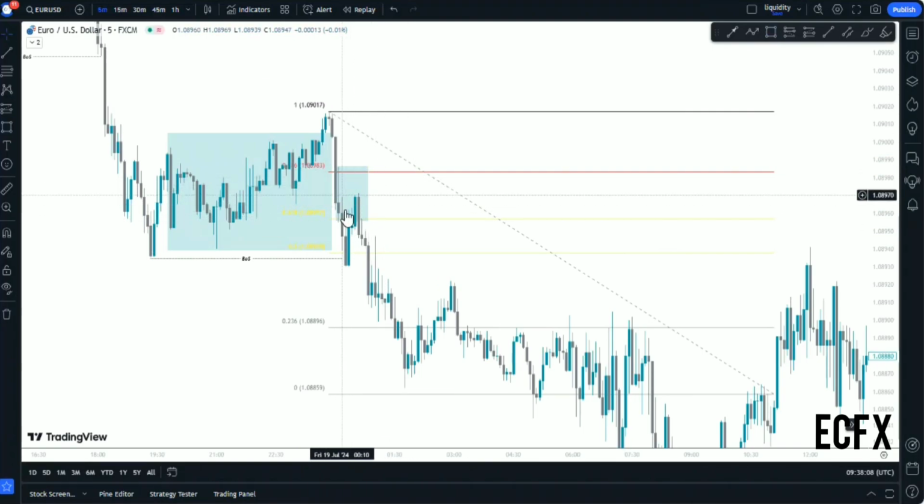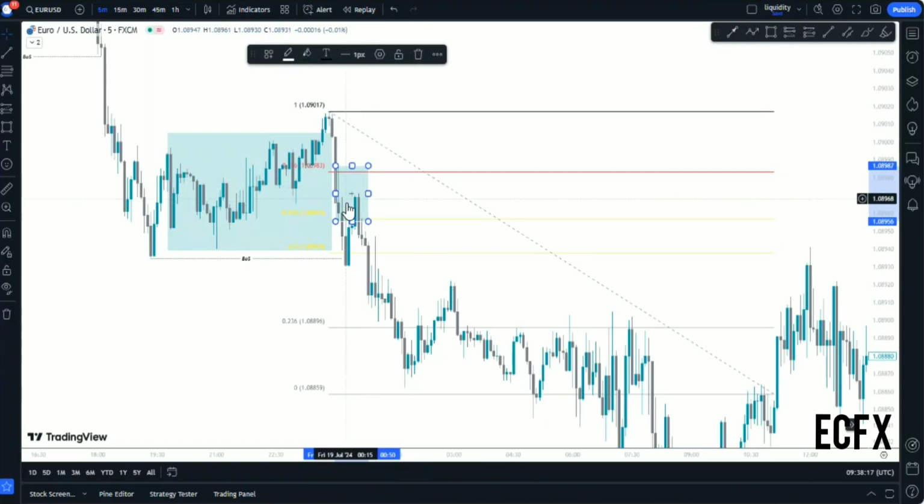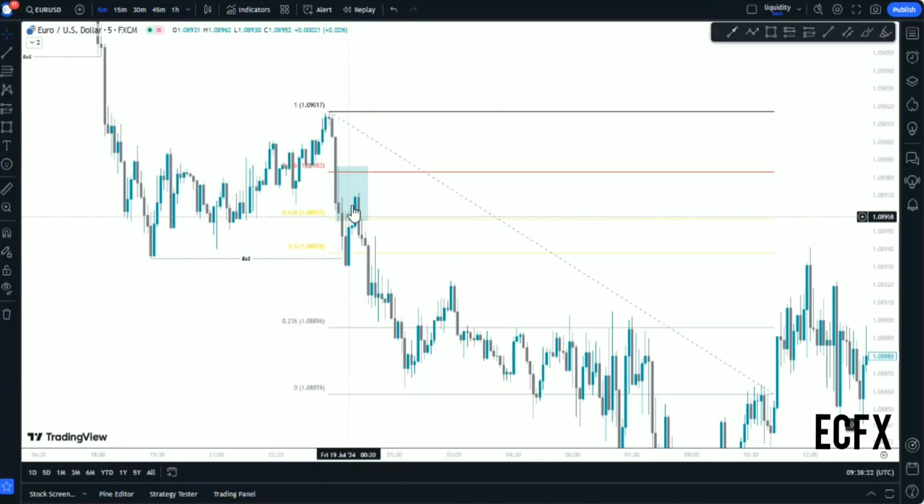So this would have been a valid level after the break of structure. Price created another break of structure over here, which is a minor break of structure, lower time frame break of structure. Price retraced into this level. Let me remove this. Price immediately retraced into the level and then continued to the downside.